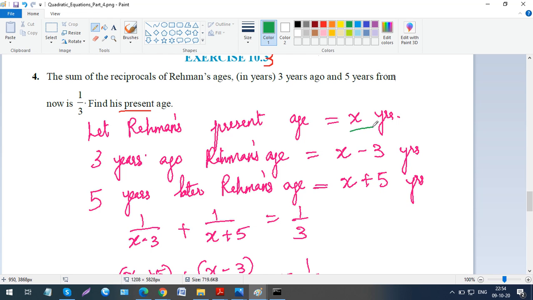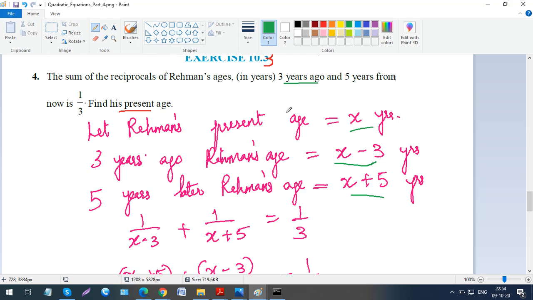Okay. Now they are saying 3 years ago. They are talking about 3 years ago. So 3 years ago his age would have been x minus 3. Right. Now whatever his age is, that many years lesser, 3 less than this present age, right? And 5 years later his age will be x plus 5, right?